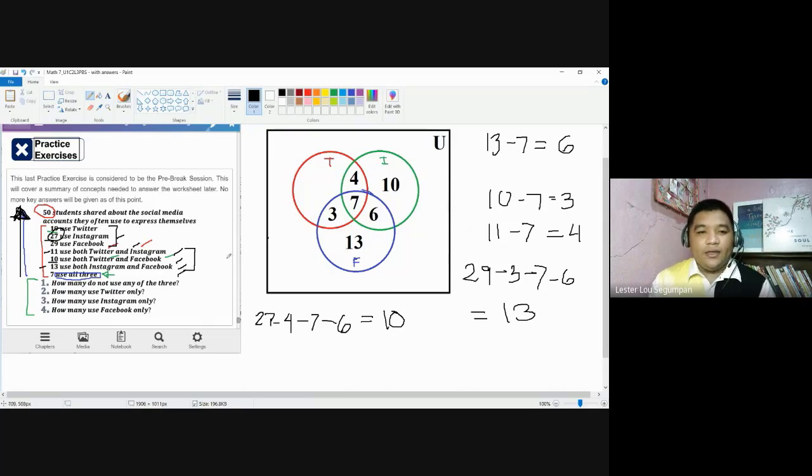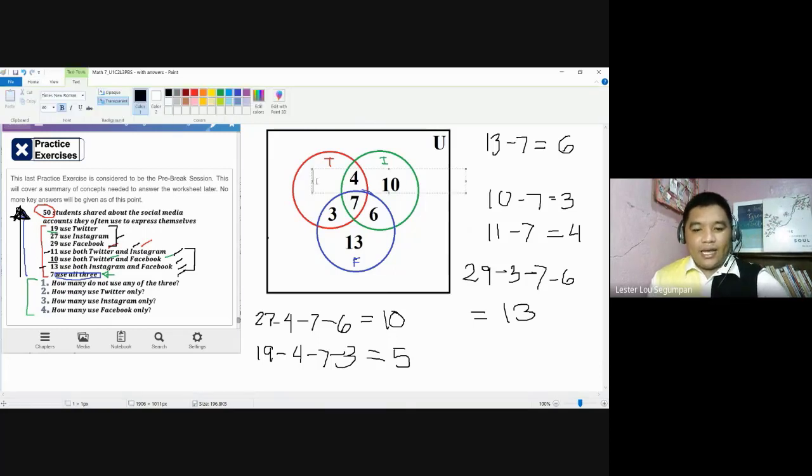Okay? And then finally, 19 use Twitter. So 19 is the whole red circular figure. You have 19 and subtract these values, 4 minus 7 minus 3. 19 minus 4 is 15, minus 7 is 8, and minus 3, you will get 5. And here is your final item inside the circular figure.